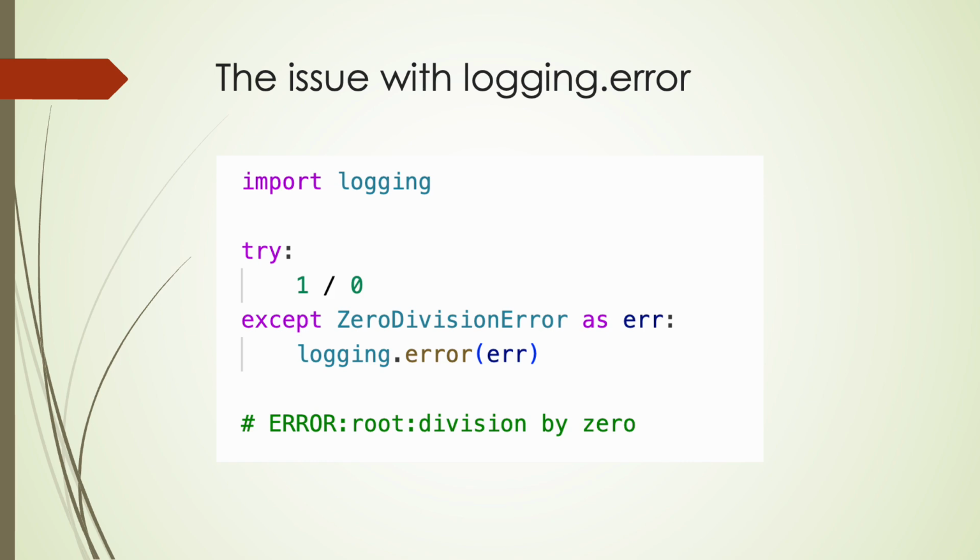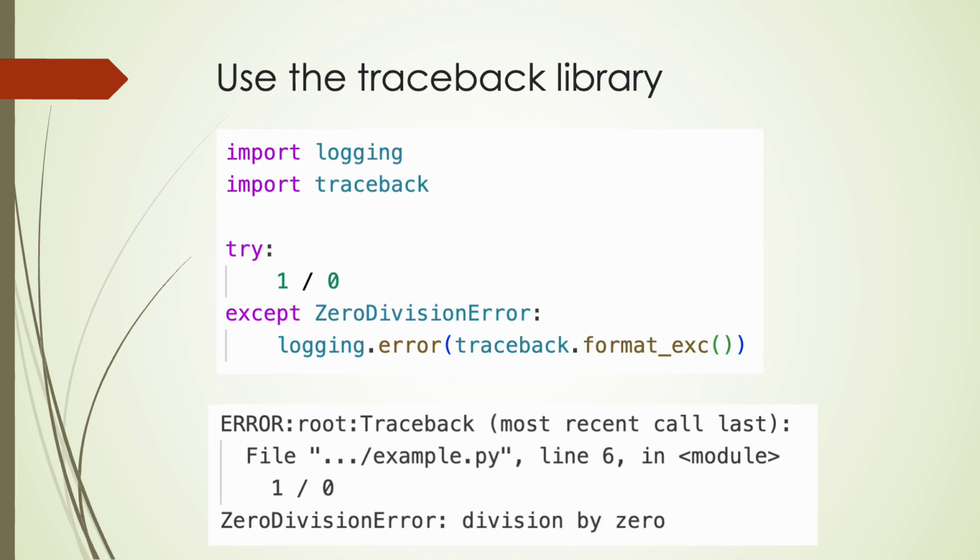First, let's see what's the issue with the regular logging.error function, which does not log the traceback by default. As we can see in this example, only the error message is logged. If you see this error message in your logs, you will have no clue exactly at which line of code the error occurred.